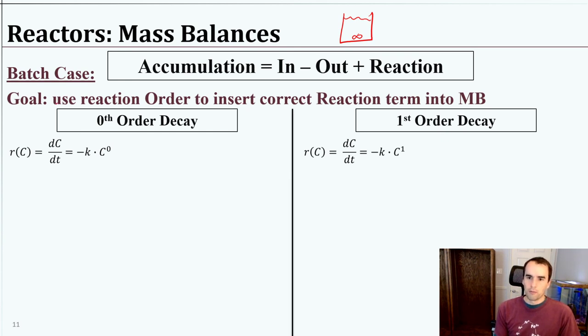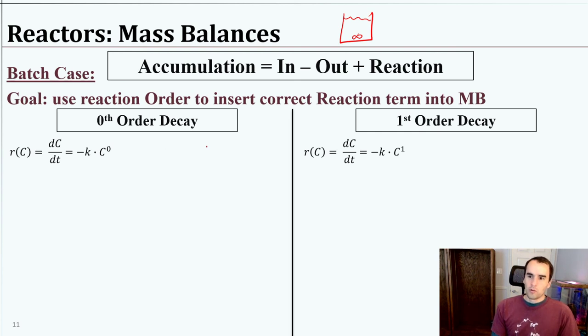So here I have written the goal is to use reaction order to insert the correct reaction term into the mass balance. So last time we learned about the different reaction orders, and then we moved on to the reactor types. So given two pieces of information, the reactor type and the reaction order, and whether it's a growth or decay, we should be able to set up a mass balance and correctly put that reaction term into this portion. So we're going to start with an example, zero order decay reaction in a batch case.